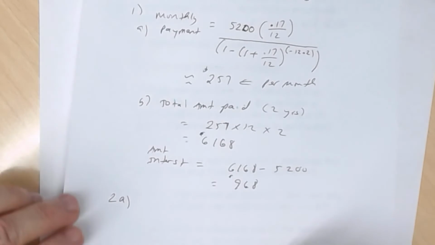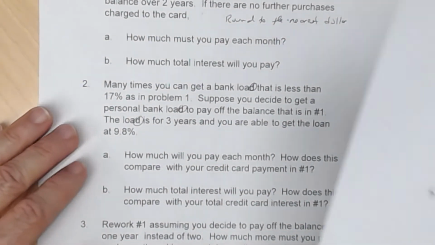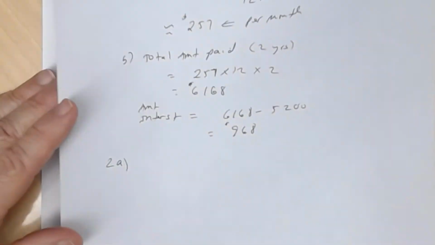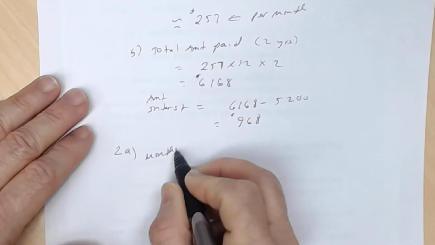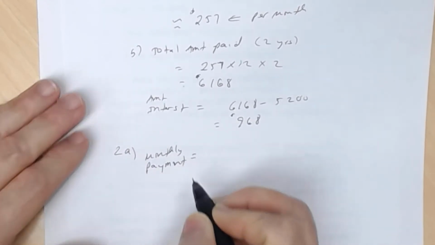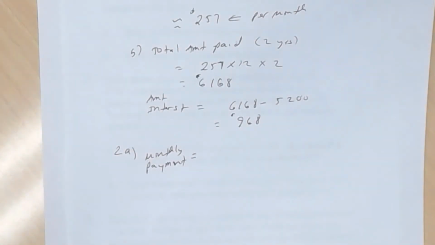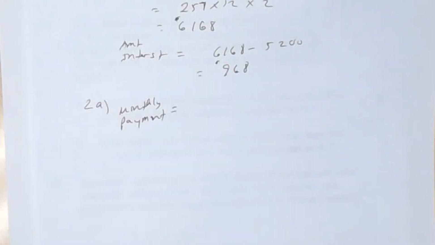Okay? All right. So let's see what happens. Number 2A. Okay, so how much would you pay each month? All right, so we use our formula. So the monthly payment equals. All right, so let's see what we get. We'll go ahead and enlarge this a little. All right, so a monthly payment is going to equal.